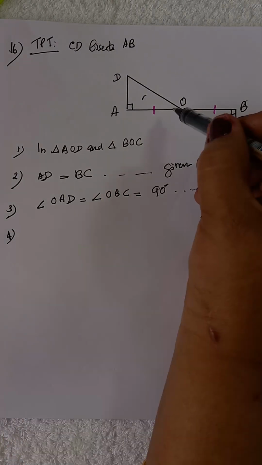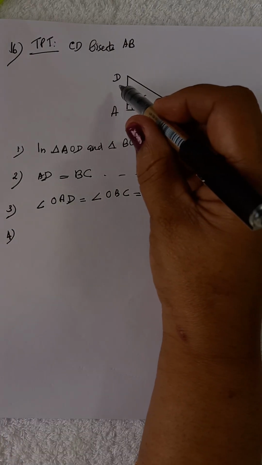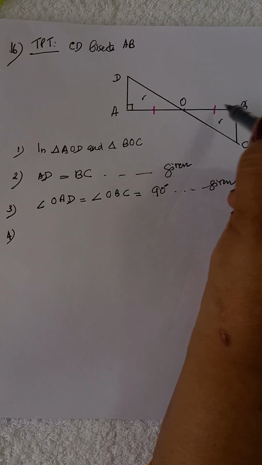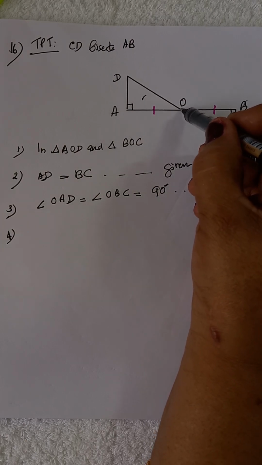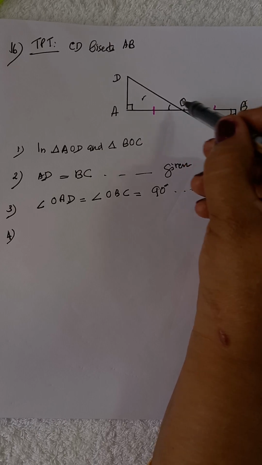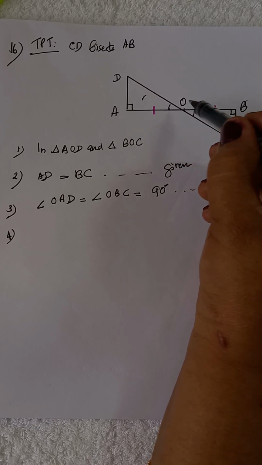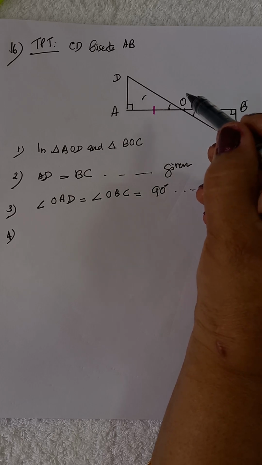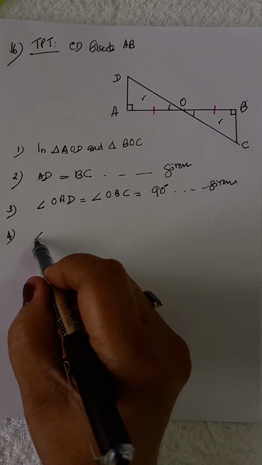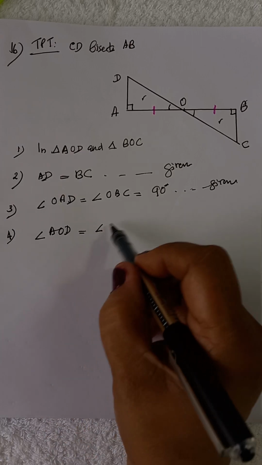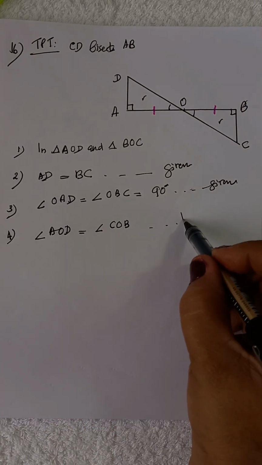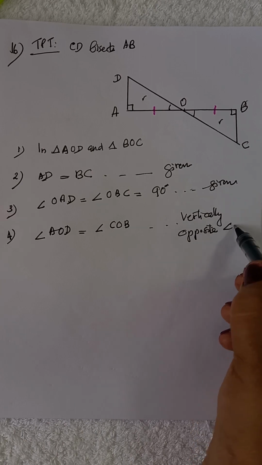Now fourth point, angle AOD and angle COB. These two are straight lines and they intersect at the point O. So these two are what? These two are vertically opposite angles and they are equal. So we can write angle AOD is equal to angle COB. What is the reason? Vertically opposite angles.